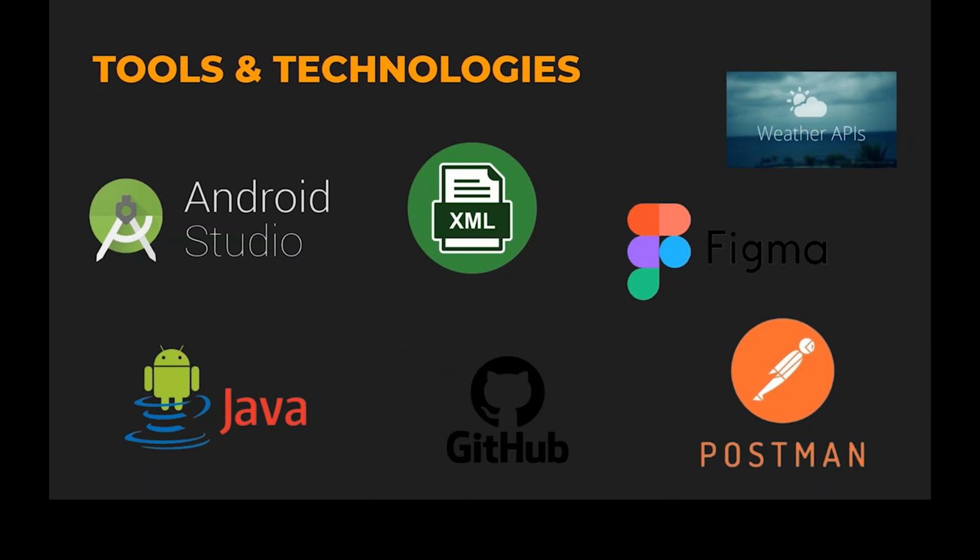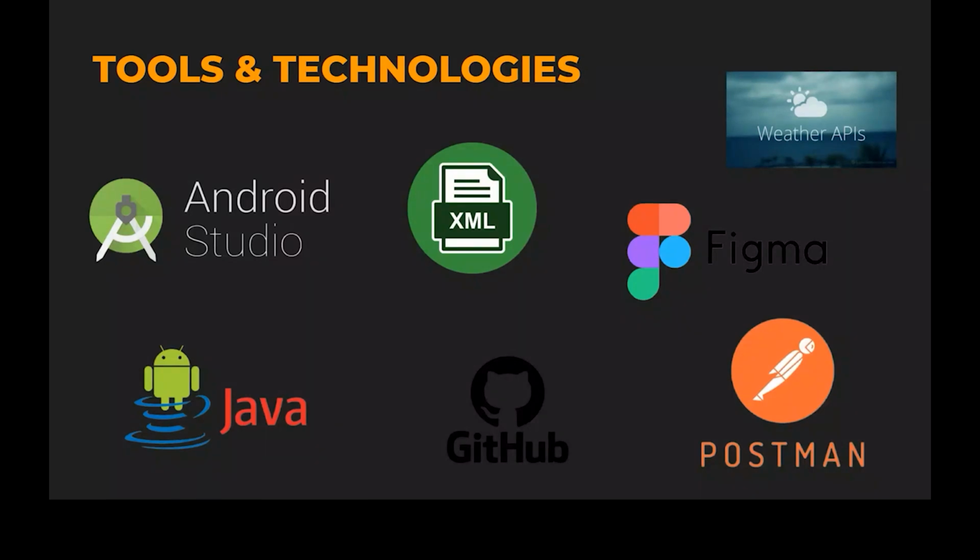So, talking about the tools and technologies we used, the first main thing is Android Studio, which is a platform to support and build Android apps. Next, XML for UI and UX design layout. Figma for complete app modeling and design, and Java, which is a programming language for our application development. GitHub is for our team collaboration.